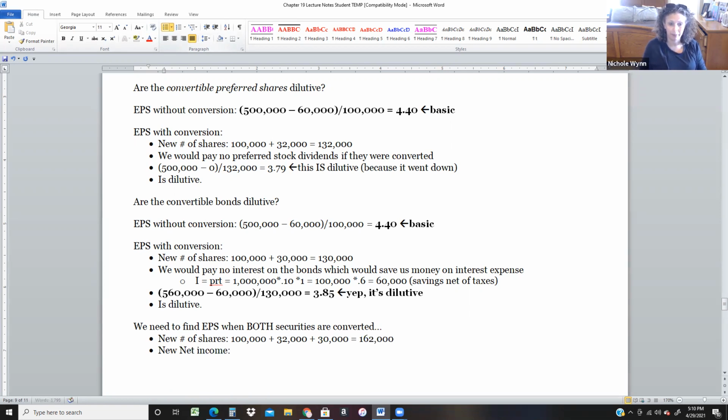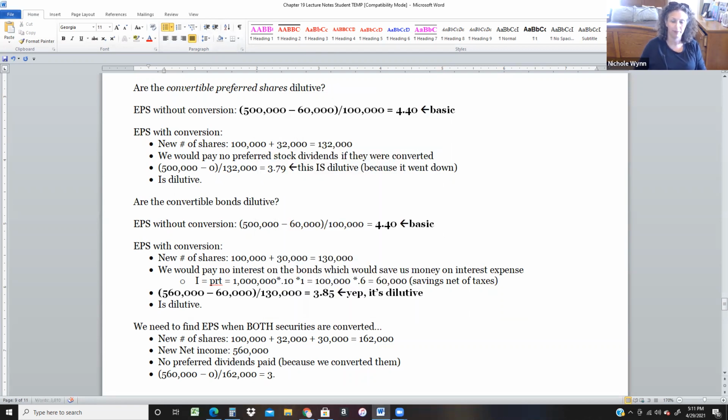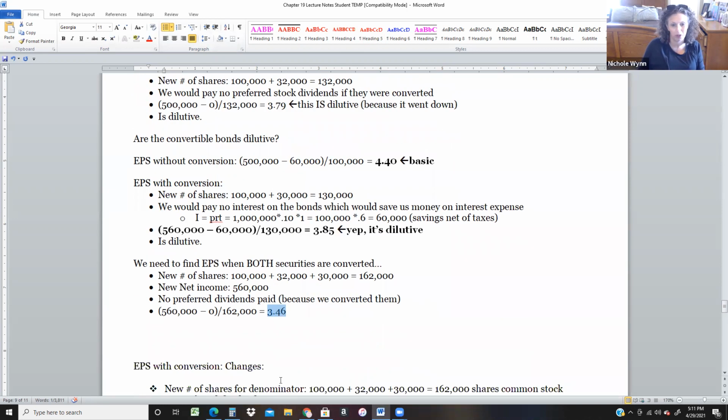Our new net income would be the 560 and no preferred dividends paid because we converted them. We converted the bonds so we didn't have to pay the interest, which saved us money here. No preferred dividends. So it would be the 560 minus 0 divided by 162, which would be 3.46. So this is the number that you would actually report as diluted earnings per share. You would report basic of 4.40, diluted of 3.46.